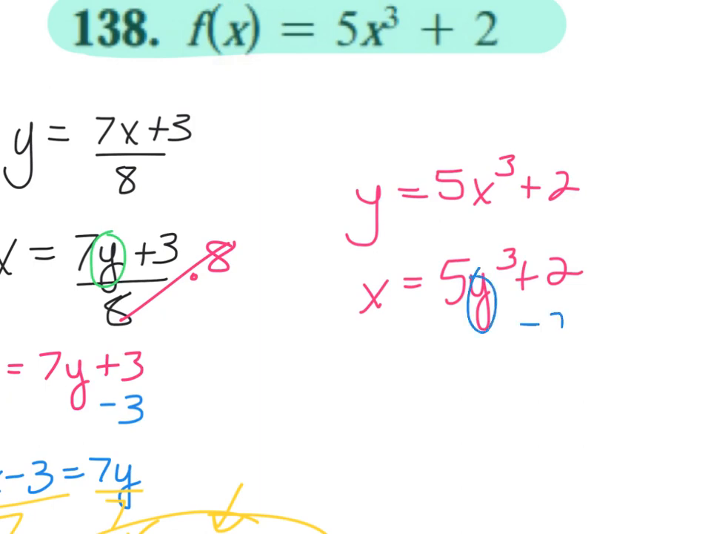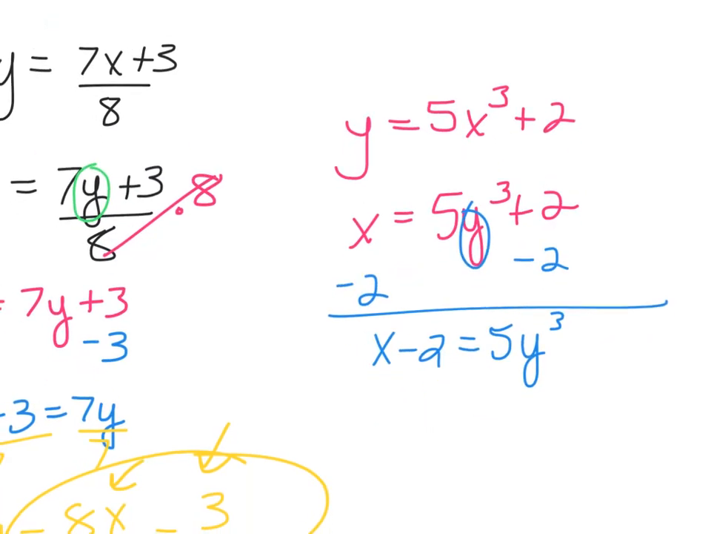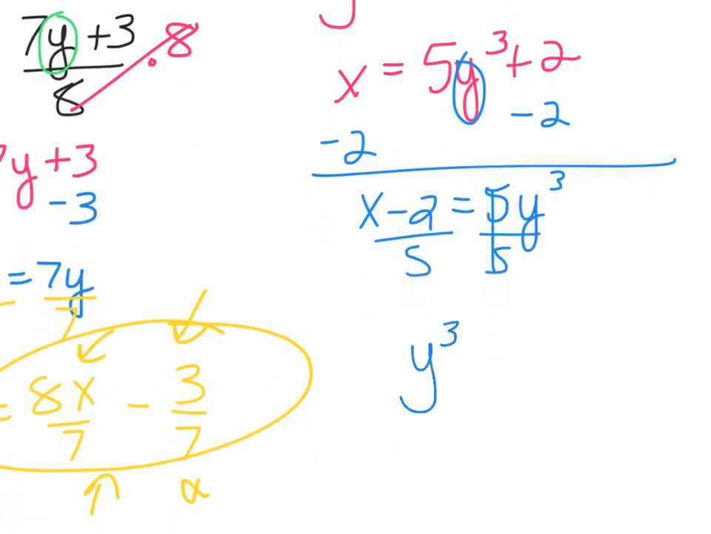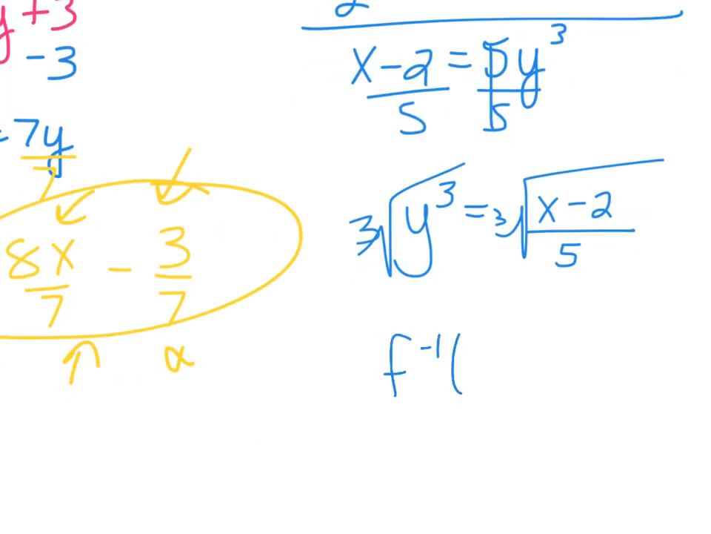Subtract 2. Guys, watch me do this problem. X minus 2 equals 5y cubed. Now what? Divide by 5. So I have y cubed equals x minus 2 divided by 5. Now what do I do? Take the cube root of the entire thing. Okay, so f negative 1 of x equals the cube root of x minus 2 over 5.